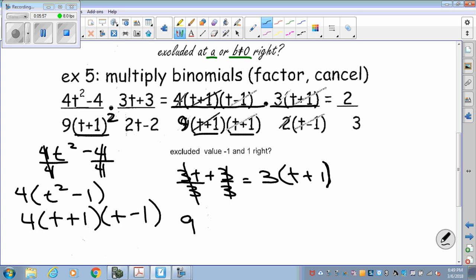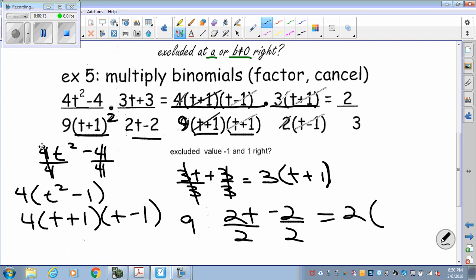And then here I've got 2t minus 2. I'm going to divide 2 out of everything. That's the common factor, so that comes in front. And then 2 divided by 2 is 1, so I have t, and then minus, and 2 divided by 2 is 1. So there's my 2 times t minus 1.